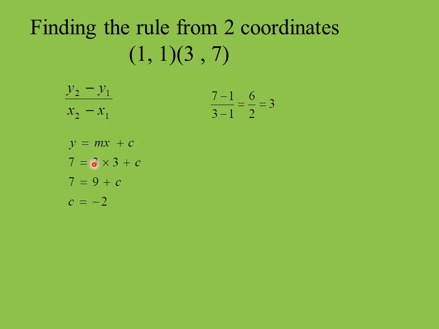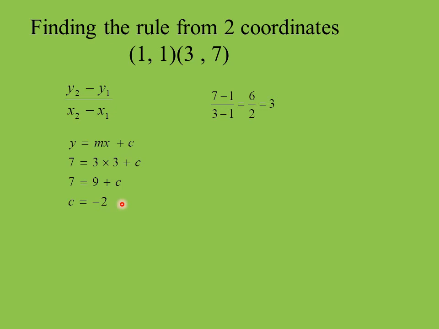So this set of brackets are these coordinates. 7 equals 3, because we already worked out the gradient is 3, times 3, because it was the x value of 3. So I'll say that again because I just lost my place for a minute there. I've swapped y for the y value. I've swapped x for the x value, and I'm multiplying it by 3 because we already worked out that was the gradient. So we get 7 equals 3 times 3 plus c. So 7 equals 9 plus c. A little bit of clever take away 9 from both sides and solving, we find, therefore, that the c, which is the y-intercept, is equal to -2.